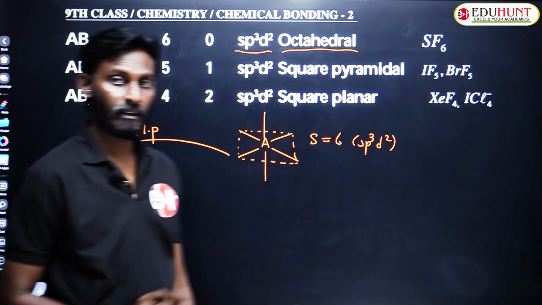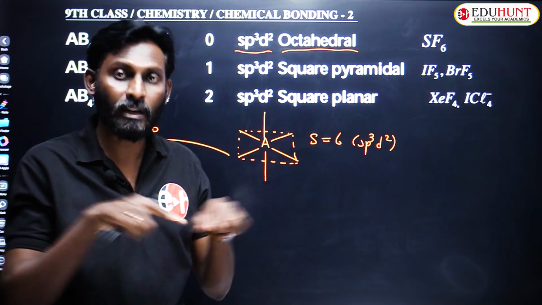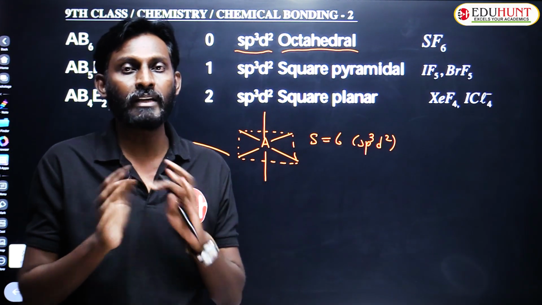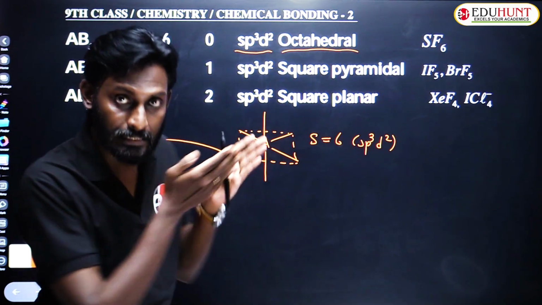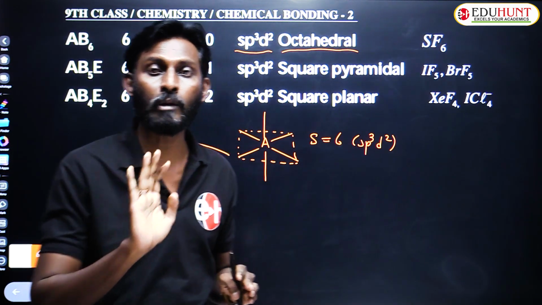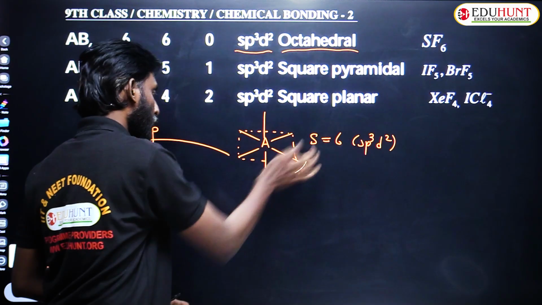Now see, it may look different, but the point is, it is not like trigonal bipyramidal. In trigonal bipyramidal geometry, there are different kinds of positions. 3 are equatorial and 2 are axial. But in this octahedral geometry, all positions are the same. There is nothing like equatorial and axial. Okay, all positions are the same.